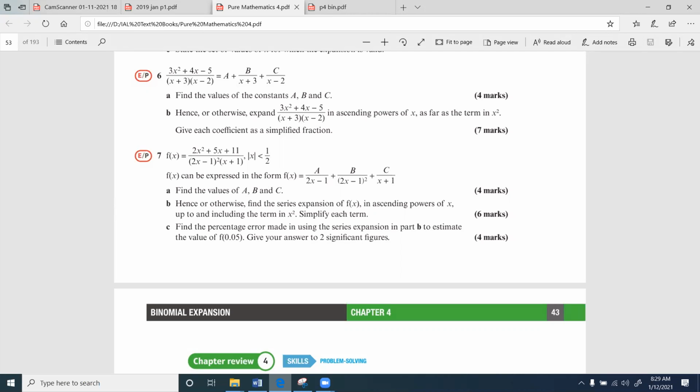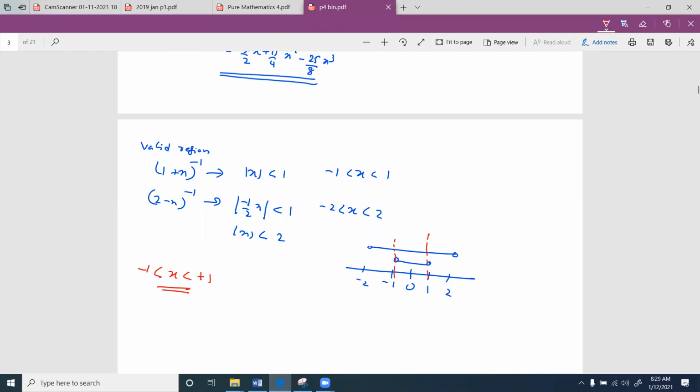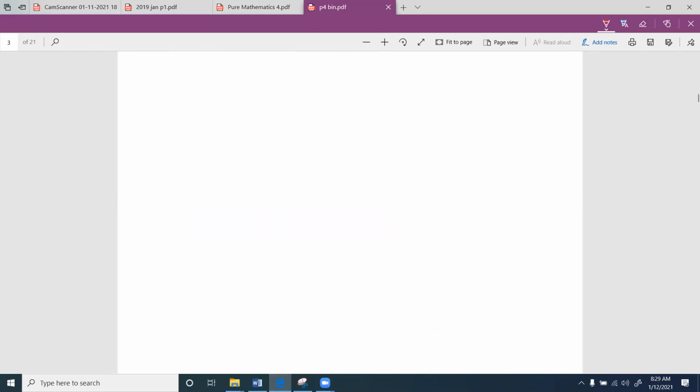Let's go ahead with this answer. Right. Then I will start with a new page. They have given us the question this way. The question is (2x squared plus 5x plus 11) divided by (2x minus 1) squared into (x plus 1). Yeah, x plus 1, right?